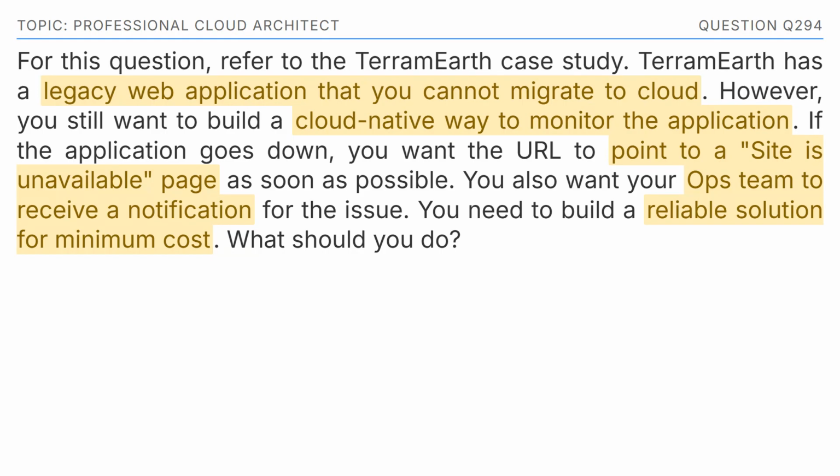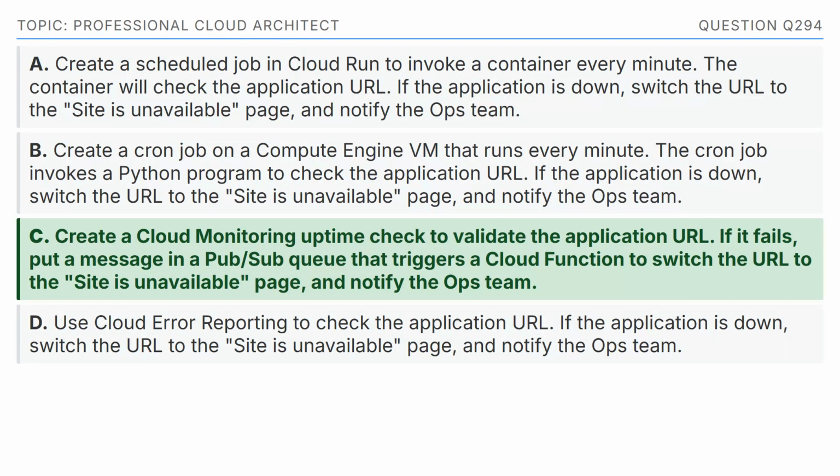To arrive at the correct answer, we focus on the keywords: legacy web application that you cannot migrate to cloud, cloud-native way to monitor the application, point to a site is unavailable page, ops team to receive a notification, reliable solution for minimum cost. The correct answer is option C, create a Cloud Monitoring uptime check to validate the application URL. If it fails, put a message in a Pub/Sub queue that triggers a Cloud Function to switch the URL to the site is unavailable page and notify the ops team.